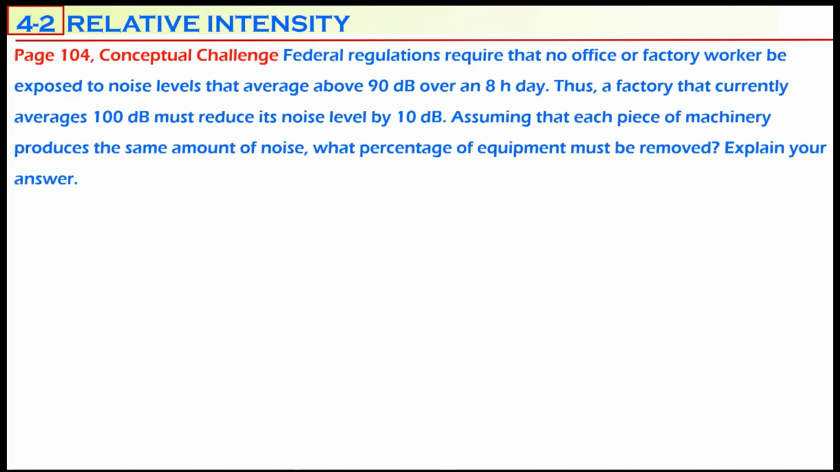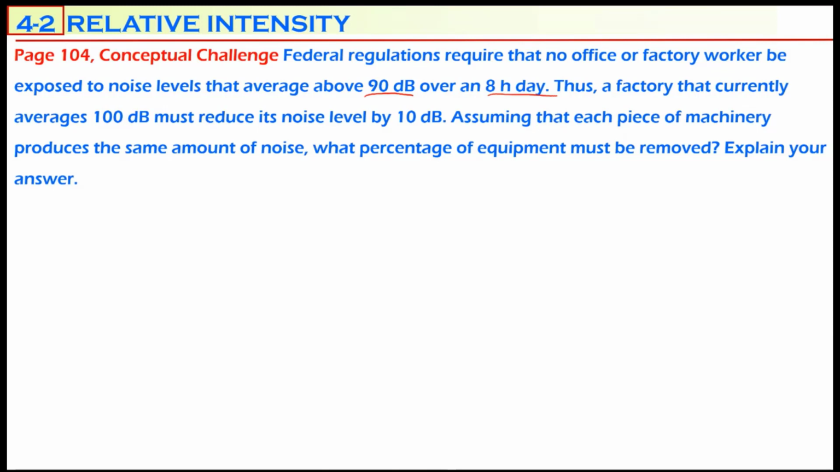One more question, a conceptual question. This is also a good question, also a ministry exam question. Federal regulations require that no office or factory worker can be exposed to a noise level, representing relative intensity, that averages above 90 decibel for 8 hours. That is, a worker in the factory can get a loudness of 90 decibel, so the factory shouldn't produce a greater noise level than that for the health of the workers in 8 hours.